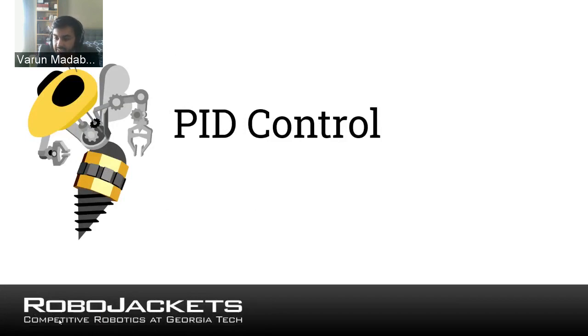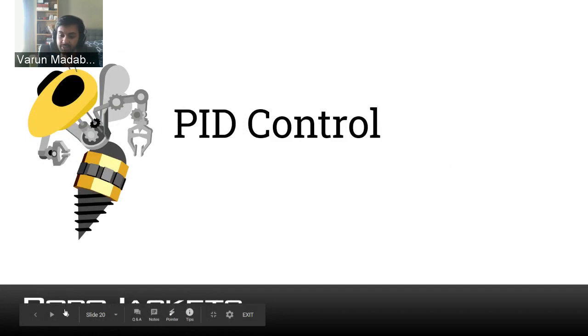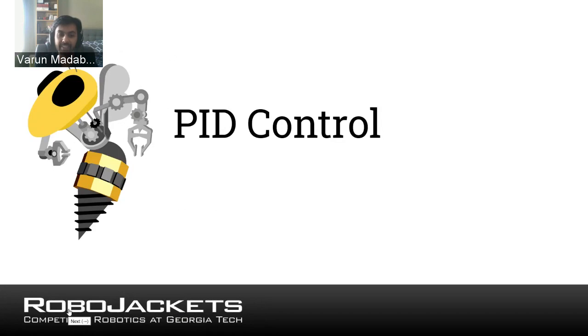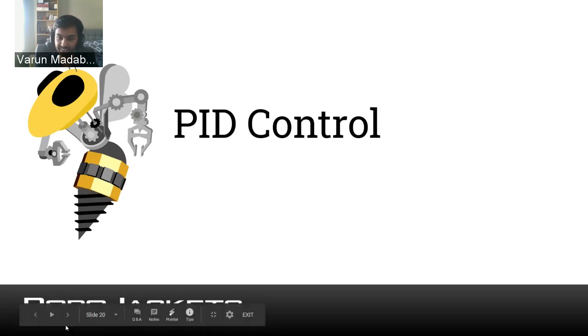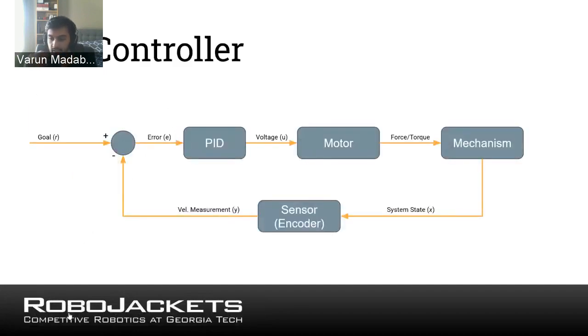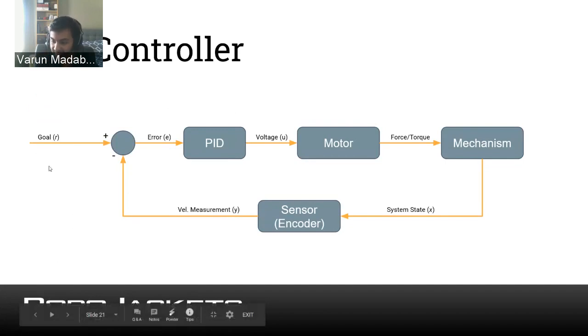So the next thing that we're going to cover is PID control. And if there's any one takeaway that you should get from this presentation, it should be about PID control, which is probably one of the most common and used algorithms for control in robotics, in industry, so on and so forth. So this is a diagram of a robotic system which uses a PID control.